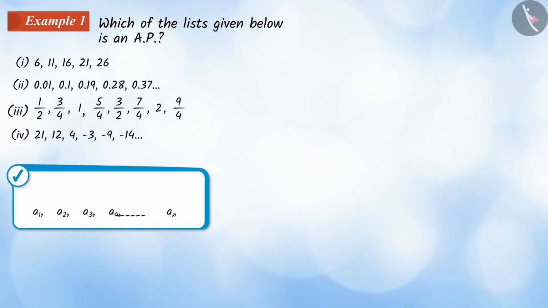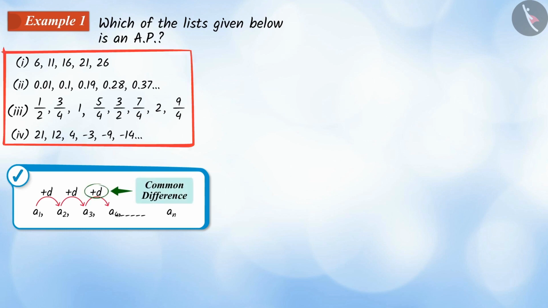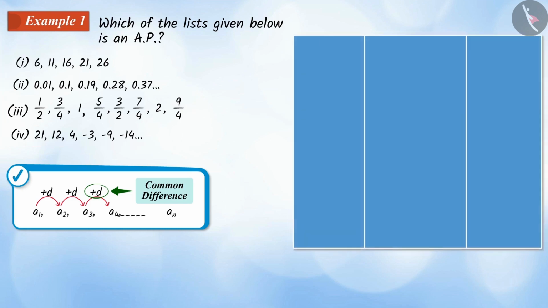We learned in the previous video that in an AP, except for the first term, each term is found by adding a certain number, that is, the common difference D, to its previous term. Therefore, the list in which any two consecutive terms will have the same difference will be an AP.